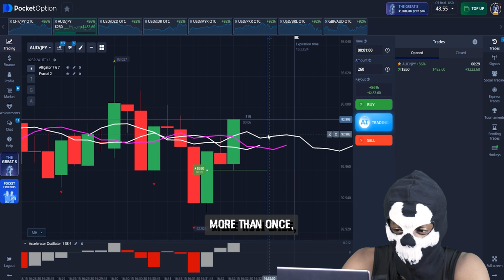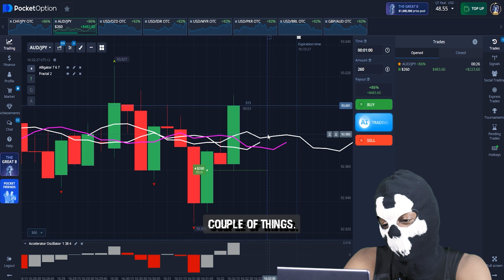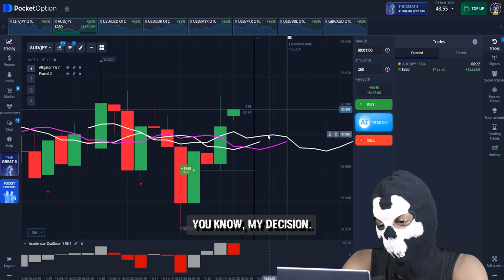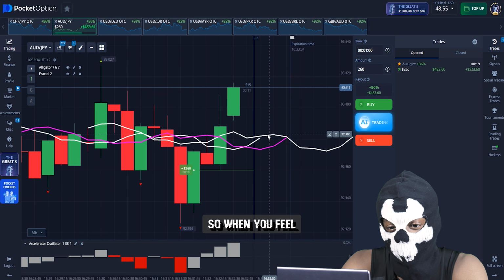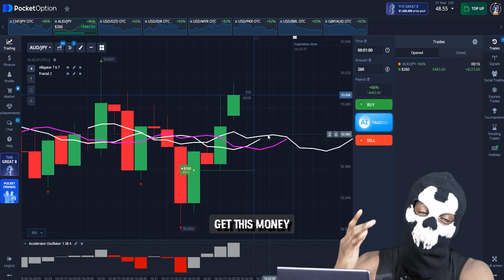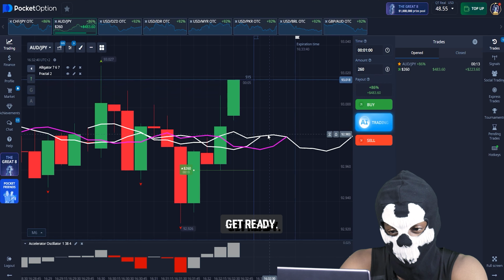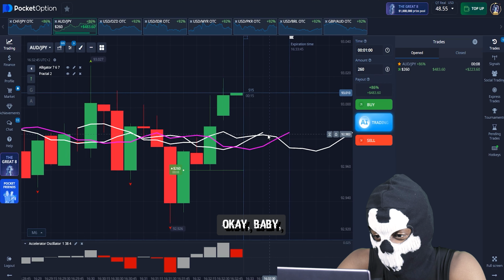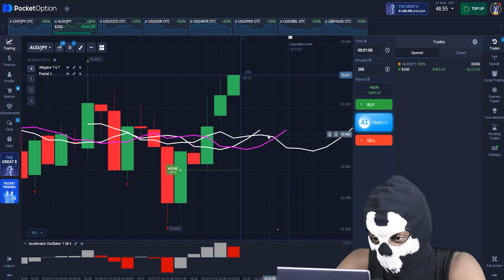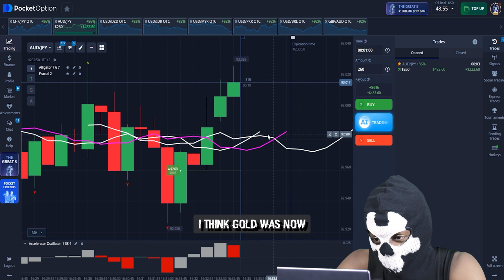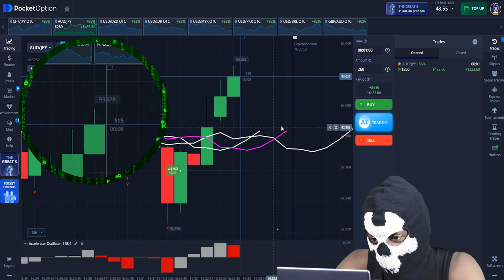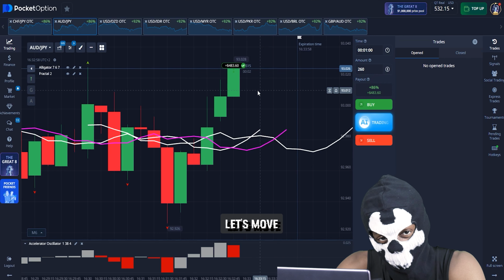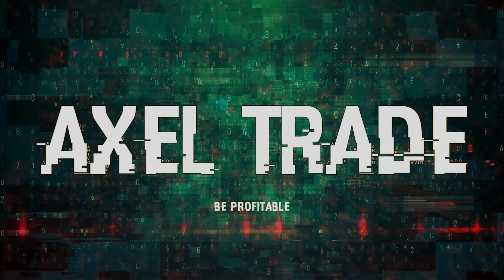I've done this more than once, a couple of times, so I know what I'm doing. I'm very confident in my decision, and we're going to win this trade. We only have a few seconds left, and we get our first money for today and move on to the next one. You get what I mean? So let's keep going. Only 10 seconds left. Okay, let's do this. All right, I think we're almost there. Okay, boom, there we go. $483 in the bank. Let's move on to the next trade and keep getting it.